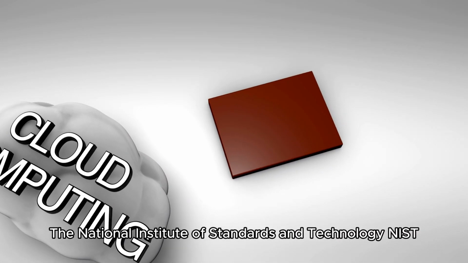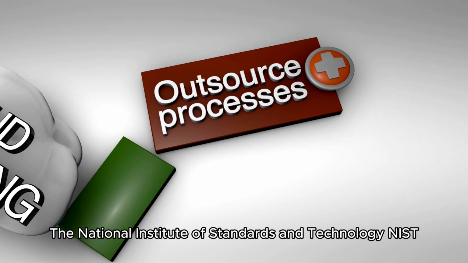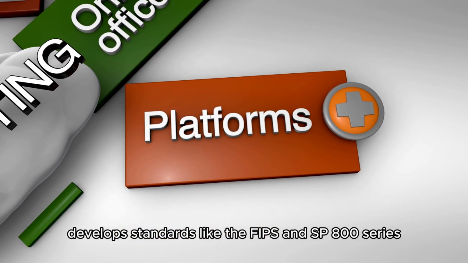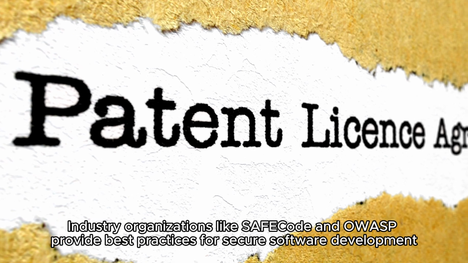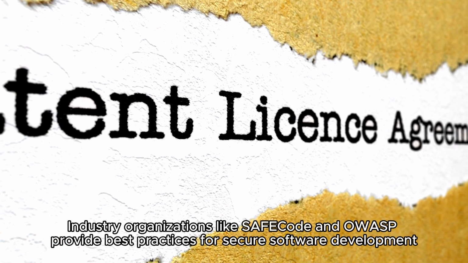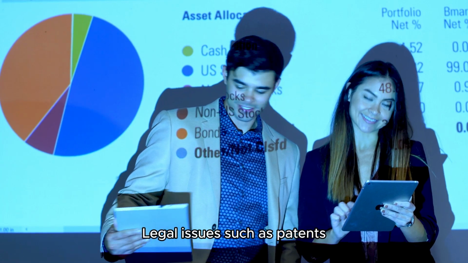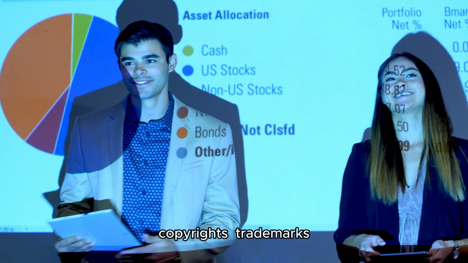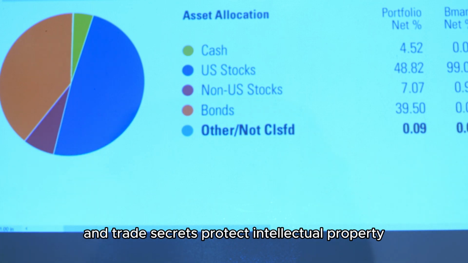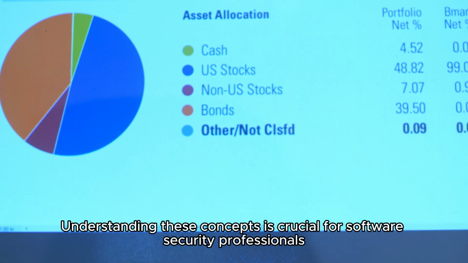The National Institute of Standards and Technology (NIST) develops standards like the FIPS and SP 800 series. Industry organizations like SAFECode and OWASP provide best practices for secure software development. Legal issues such as patents, copyrights, trademarks, and trade secrets protect intellectual property. Understanding these concepts is crucial for software security professionals.